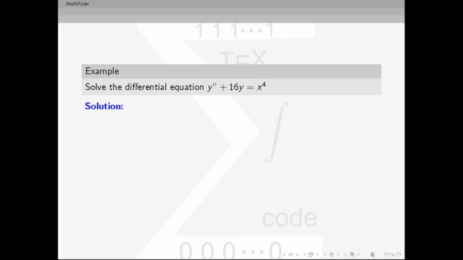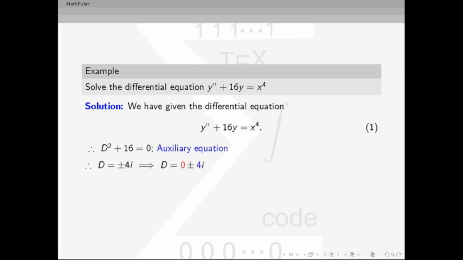The differential equation is D square y plus 16y is equal to x raised to 4. So we have an auxiliary equation, D square plus 16 is equal to 0, which has two roots, 4i and minus 4i, which can be represented by 0 plus or minus 4i. We know that 0 is the real part and 4 is the imaginary part. So how do we write the complementary solution yc of x?